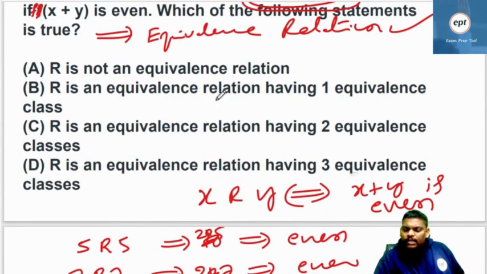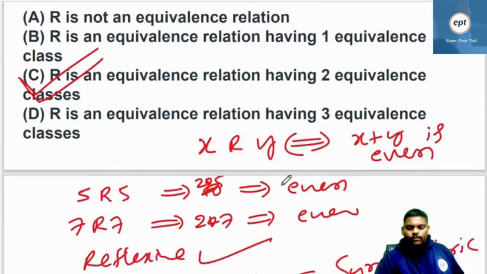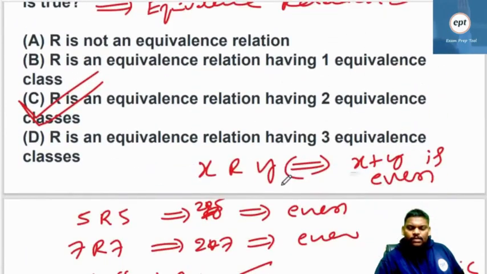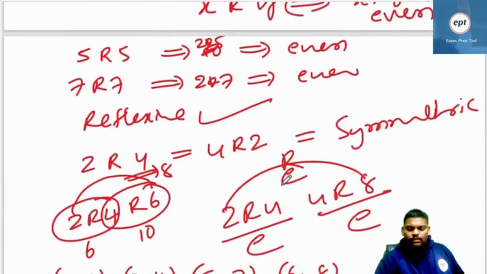So R is an equivalence relation having 2 equivalence classes. C is the answer. Right, perfect. Question number 36, answer is C.